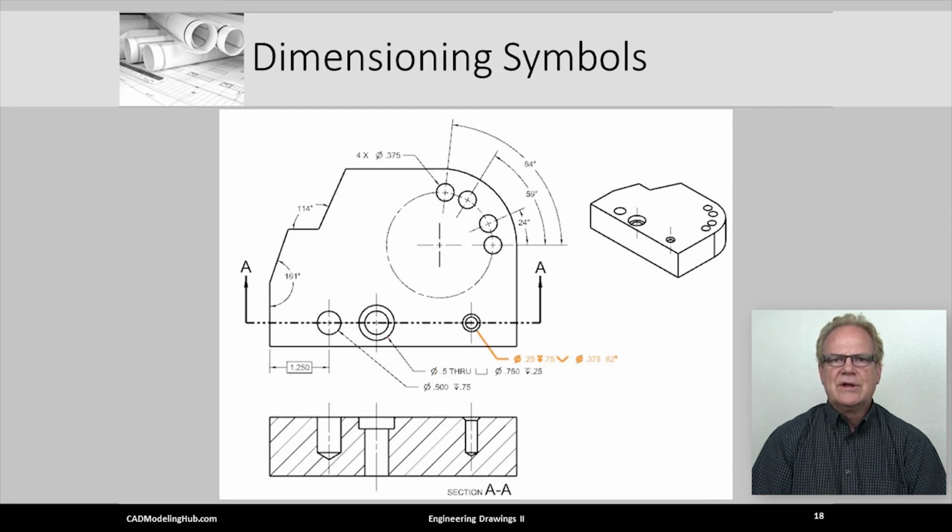You should be able to read and interpret this highlighted dimension. The internal feature is a hole of diameter 0.25 inches that is drilled to a depth of 0.75 inches. Next, a countersink is cut to a diameter of 0.375 with a countersink angle of 82 degrees. Again, I would encourage you to check the Section AA view to see the cutaway of this compound hole.